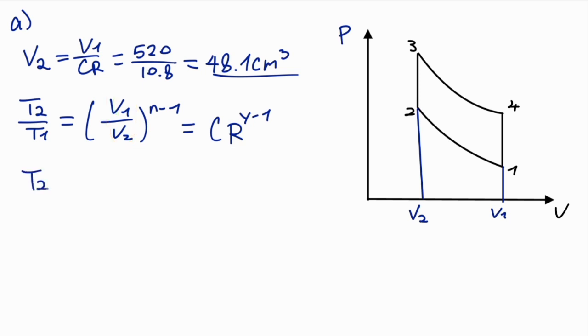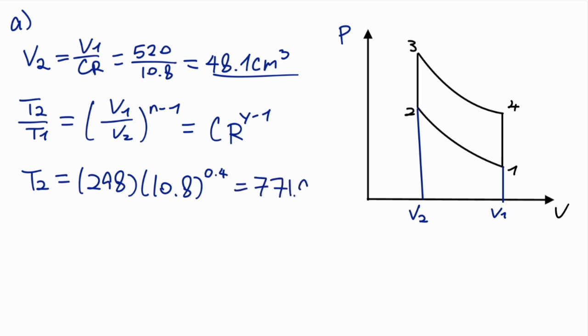This tells us that T2 itself is equal to T1, which is 298, right? 273 plus 25. Times 10.8 to the power of gamma minus 1, which is 0.4, since we have air, so gamma is 1.4. This gives us 771.9 Kelvin.